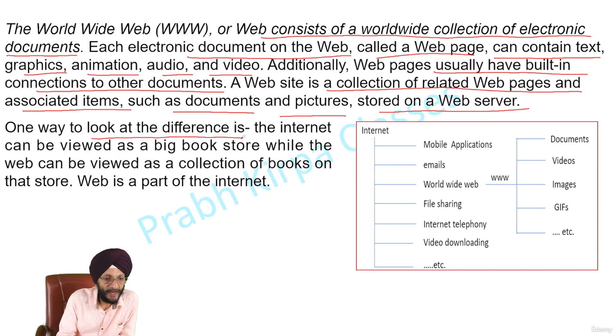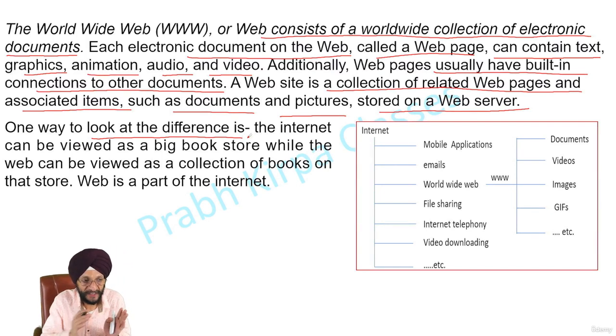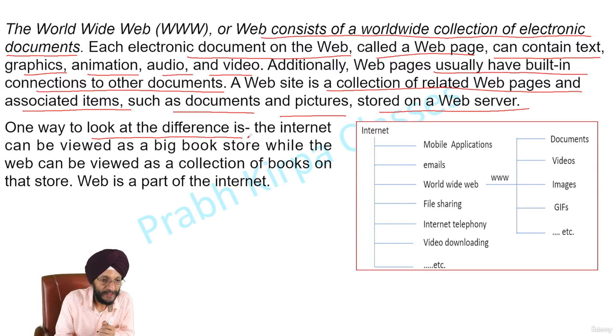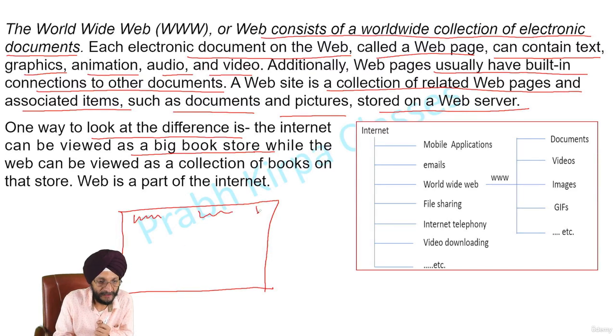One way to look at the difference between the internet and World Wide Web is that the internet can be viewed as a big bookstore. Suppose this is the big bookstore. Here books are lying here and there. There is a collection of the same. These are the books which are lying in the big bookstore. This is the internet.